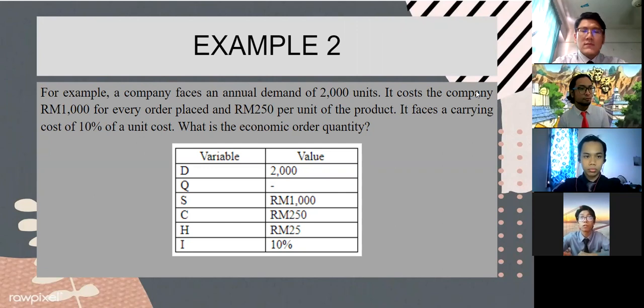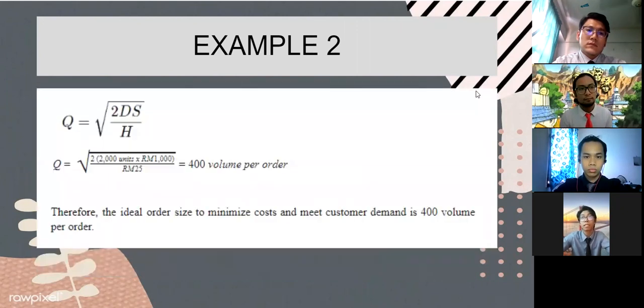So the conclusion of this example is that the ideal order size to minimize cost and meet customer demand is 400 volume per order. All right, that's it from me.